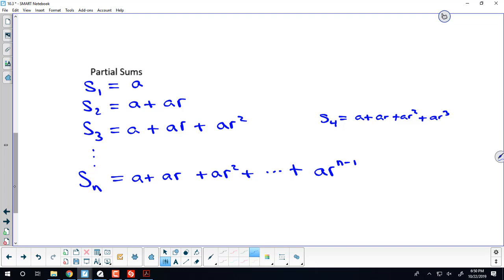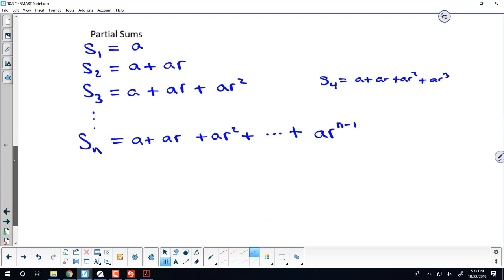Does everybody see that? So we stop there. Again, the 10th partial sum, we would sum all the way up to ar to the 9th. Okay, so that's the nth partial sum for our geometric series. And what we've looked at is that for any particular infinite series, if you can come up with an expression for the nth partial sum and take the limit of that, you have the sum of that series.